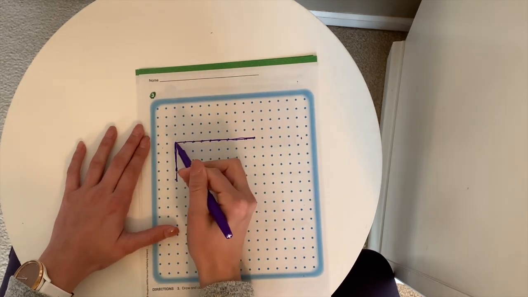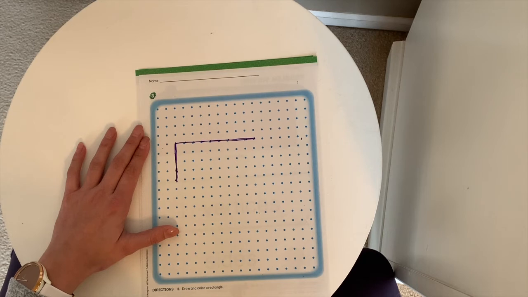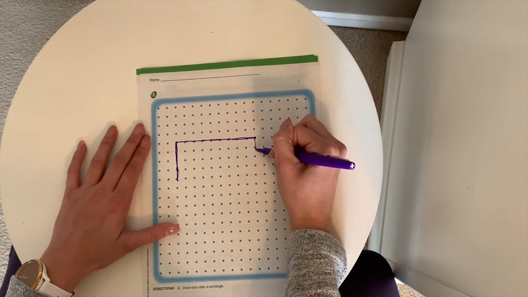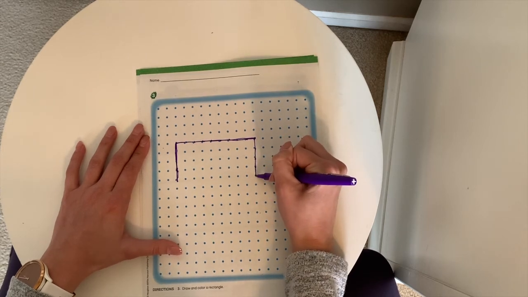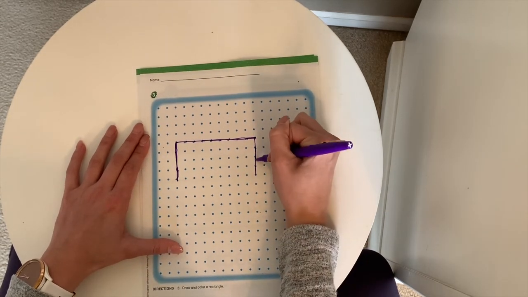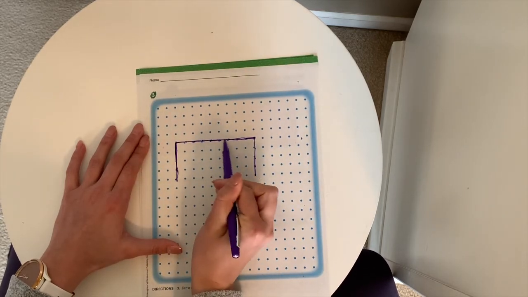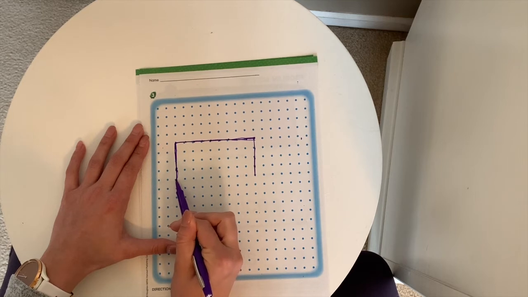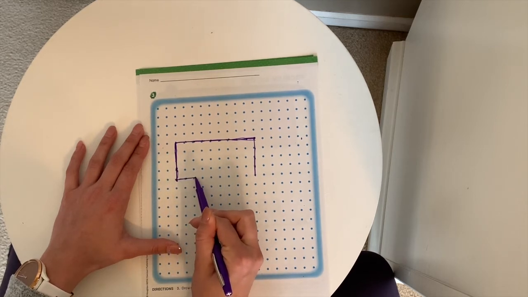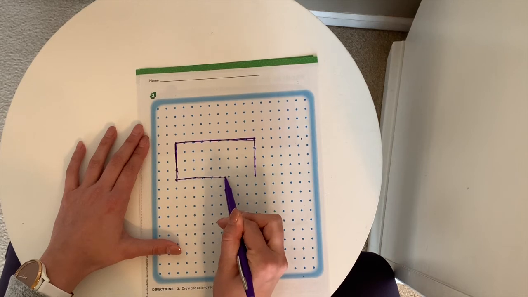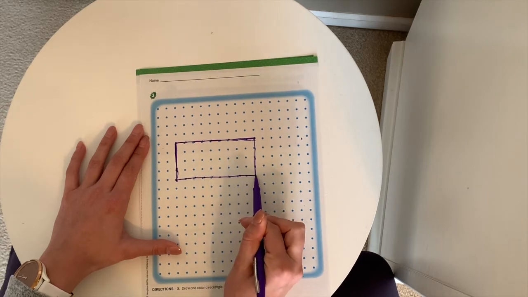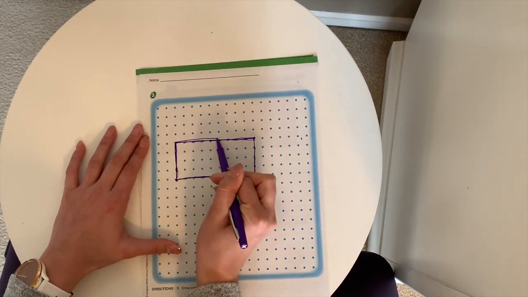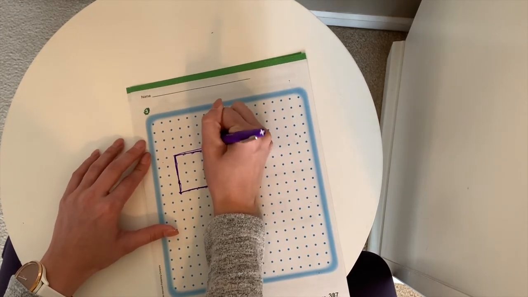Do you remember how many dots we traced on this side? 5. Very good. So let's count. Ready? 1, 2, 3, 4, 5. So we have 5 dots on this side. How many did we have up here on our long side? 10. Very good. So now let's connect it. Ready? So 1, 2, 3, 4, 5, 6, 7, 8, 9, 10. So our bottom side and our top side both have 10 dots, okay?